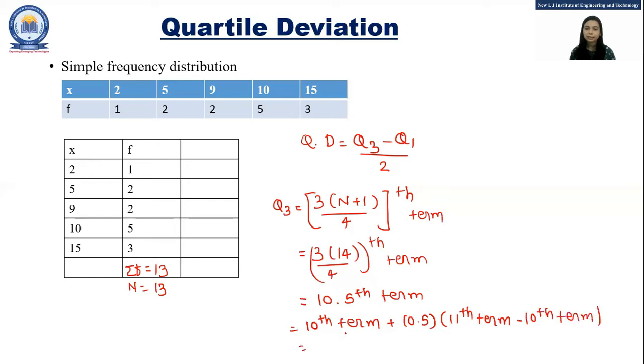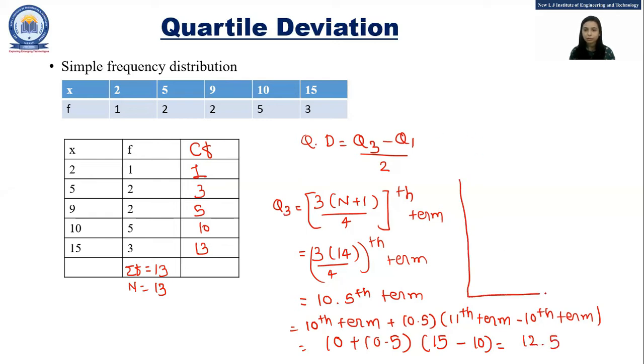Now, how can we decide the 10th term and the 11th term? For that, we require the cumulative frequency: 1, 3, 3 plus 2 is 5, 5 plus 5 is 10, 10 plus 3 is 30. So the 11th term is 15 and the 10th term is 10. So 10 plus 0.5 into (15 minus 10), which is equal to 12.5.